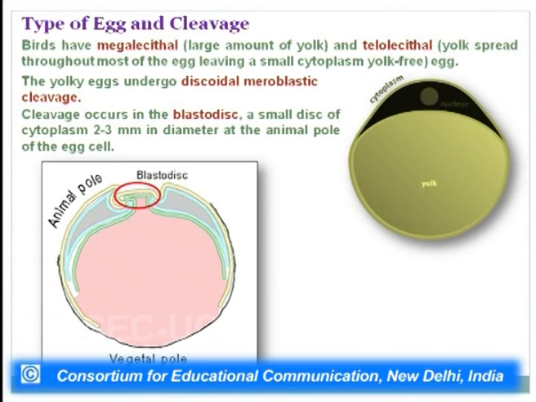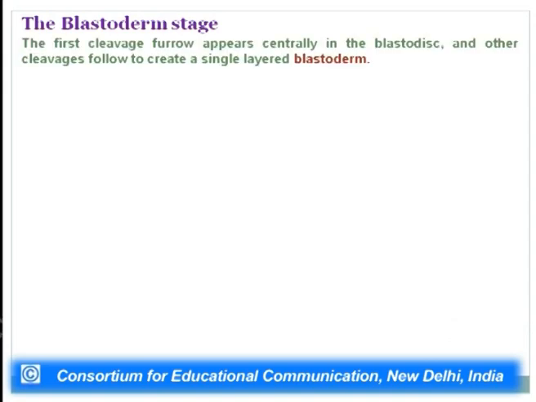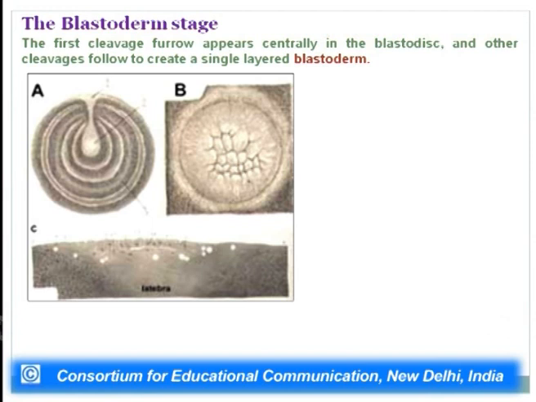So, a megalecithal, telolecithal egg undergoes discoidal and meroblastic cleavage, and after the blastula is formed, such a blastula is termed a discoblastula. We will talk more about it. So, let us have a look at the blastoderm stage. The first cleavage furrow in birds appears centrally in the blastodisc, and other cleavages follow to create a single layered blastoderm.